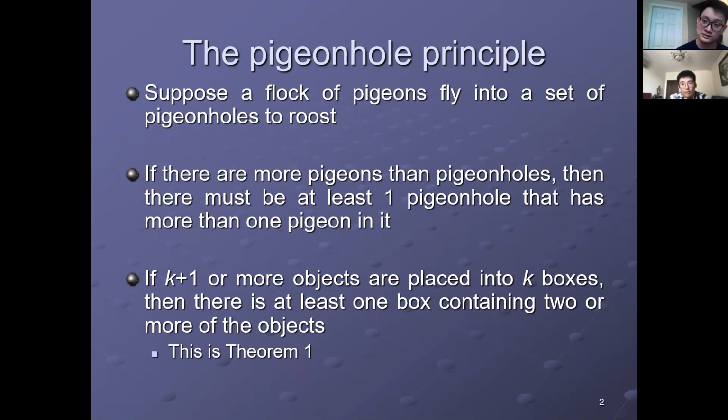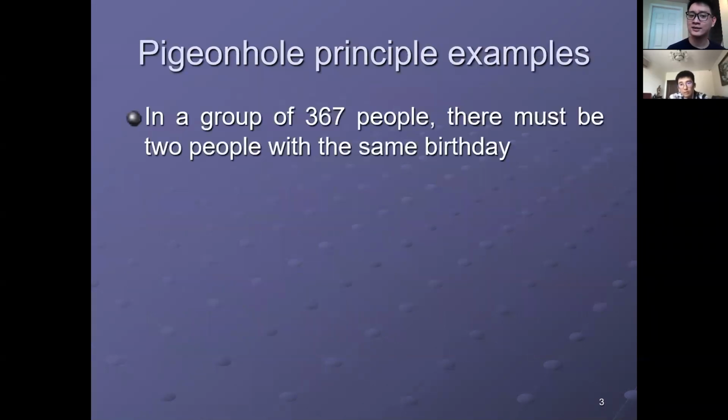So how can we take this a step further and make it a theorem? This means that for k plus 1 objects placed into k boxes, there must be at least one box that contains 2 or more objects. This is the first theorem. Let's think of an example.